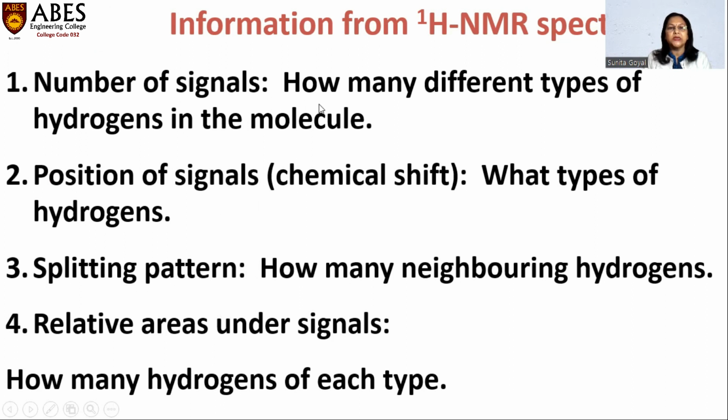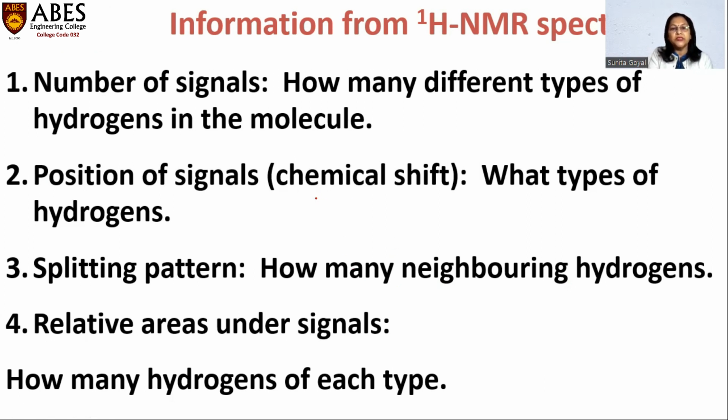So the number of signals tells us how many different types of hydrogens are present in our molecule. There may be certain sets of protons, like there may be an alcoholic proton in our molecule, there may be methylene protons, there may be methyl or alkyl protons. So what types of protons are there and how many types of protons are there in our molecule can be known by the number of signals.